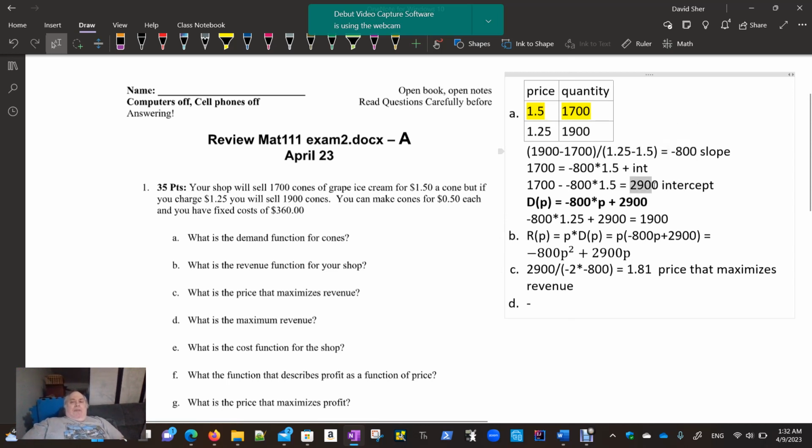My intercept was positive. Otherwise, my demand function makes no sense. So always make sure that I forgot to mention that, but I will now. So we're going to have negative 800p. So we take negative 800 times p squared, in this case 1.81 squared, plus 2,900 times, once again, p, 1.81, and that's going to equal that.